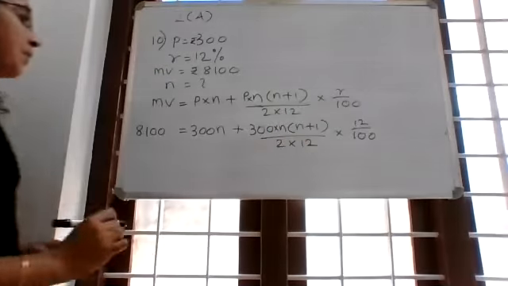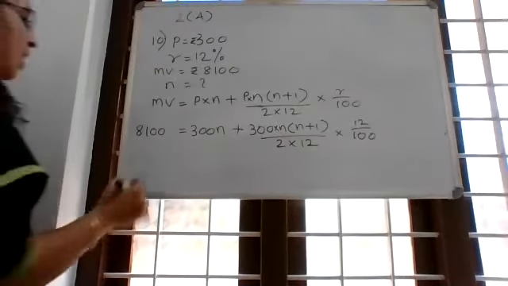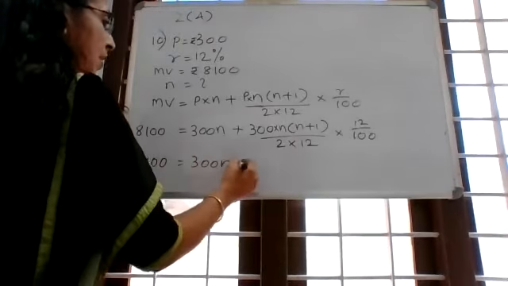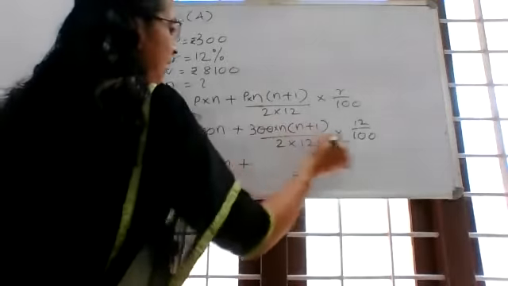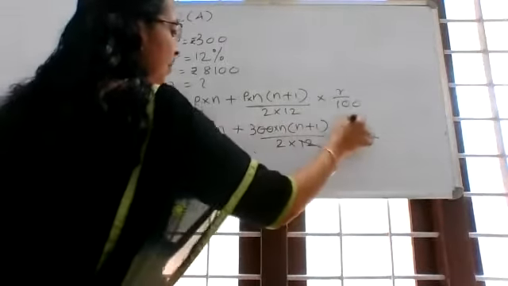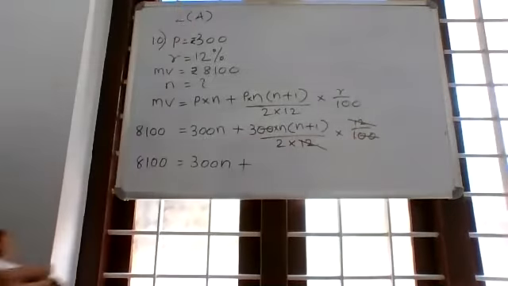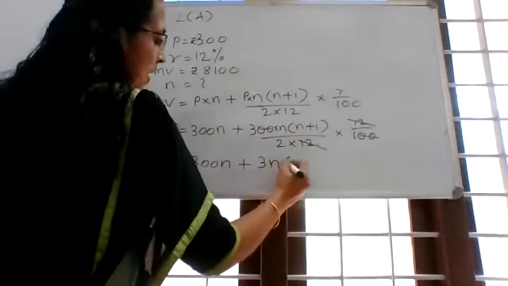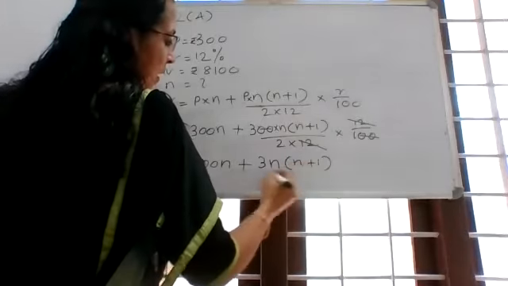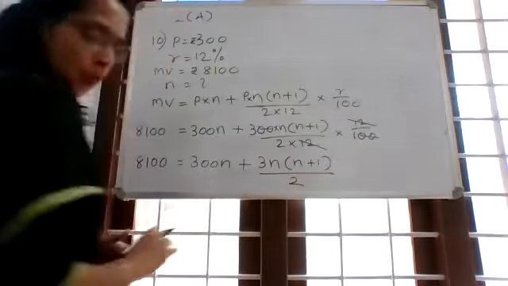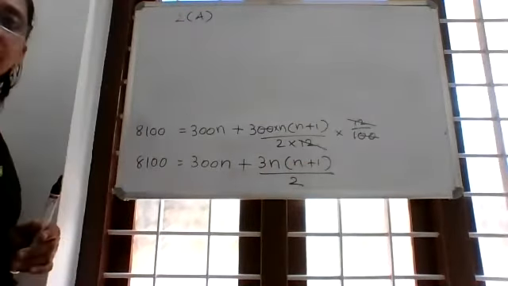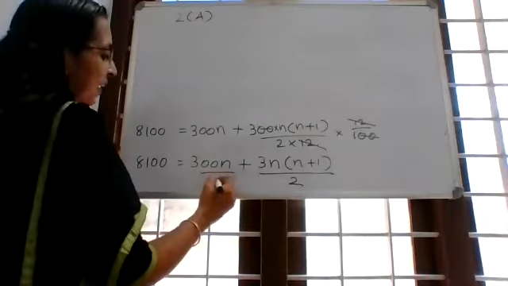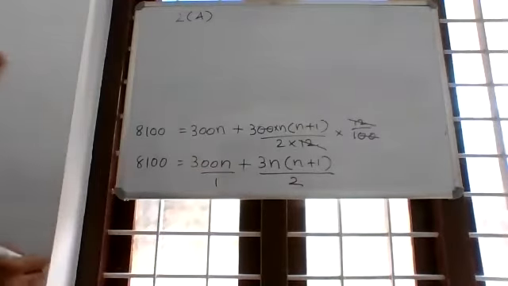Next step, 12 cancellation. 300n plus, 0 we can cancel. Then 12 cancel, 3 by... Then next is what? 3n by 2. Numerator, it will be n into n plus 1 divided by 2 only. Okay, LCM using Vedic maths, you want to say like that way.